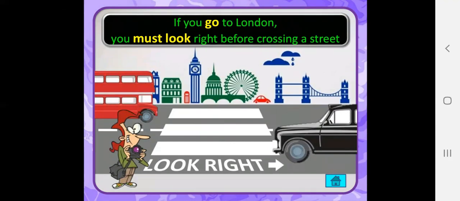All these sentences are talking about a condition. That means still we are not going to London. But if we plan to go to London, then we must look right before crossing a street. And this is the first conditional sentence.